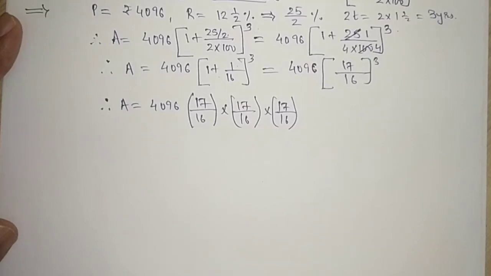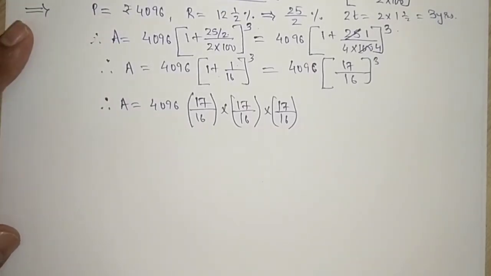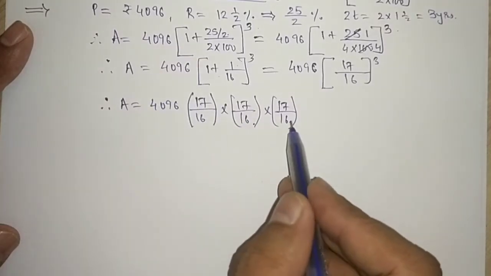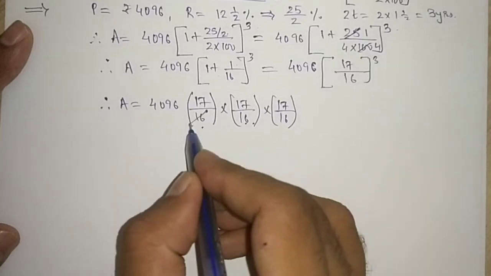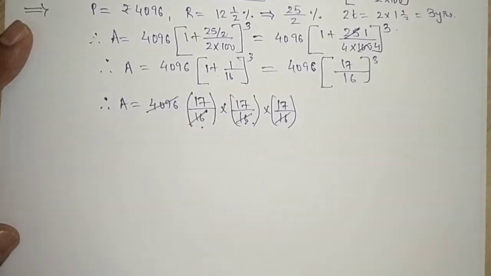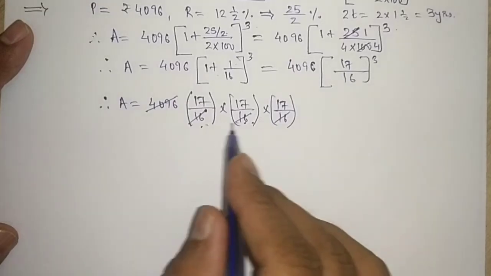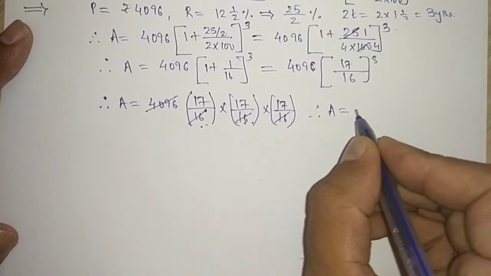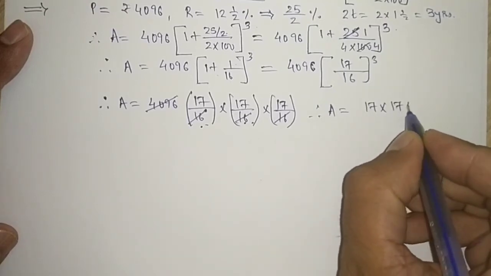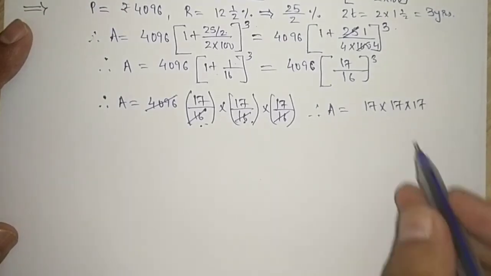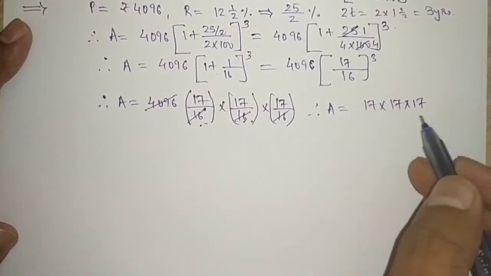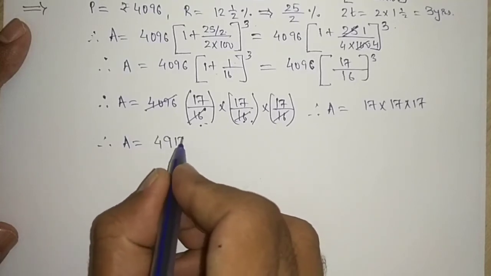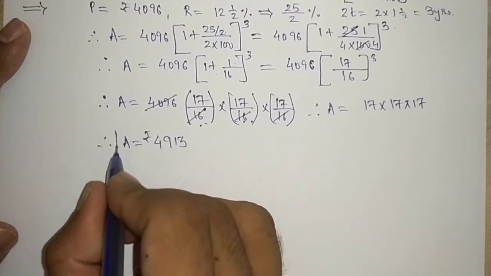Students, if you know the cube of 16, you will get 4096. So I am getting the cube of 16: 16 into 16 into 16. This will be cancelled out with 4096, because the cube of 16 is 4096. Therefore, the amount will be A is equal to 17 into 17 into 17. And the cube of 17 is 4913, which is our amount.